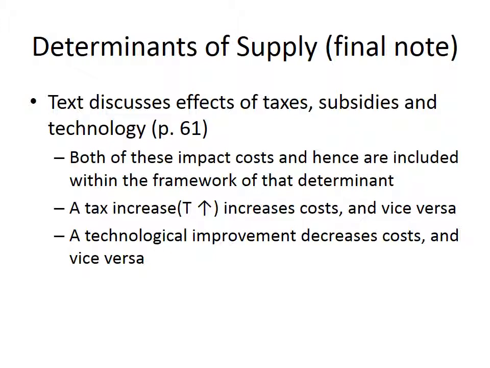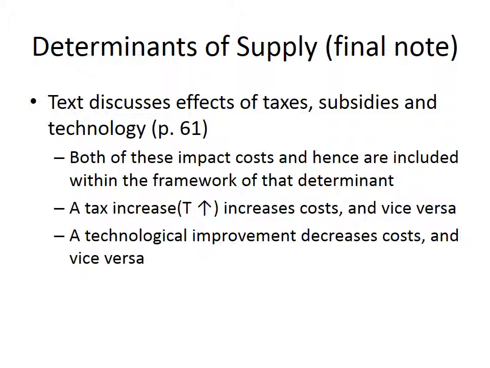A final note. Page 61 of the text discusses an additional determinant of supply curves and supply curve shifts, meaning government interaction, taxes, subsidies, also research and development, technology. We could add government regulations to that. The fact is that all of that affects cost of production. Okay? All of these things impact cost of production.